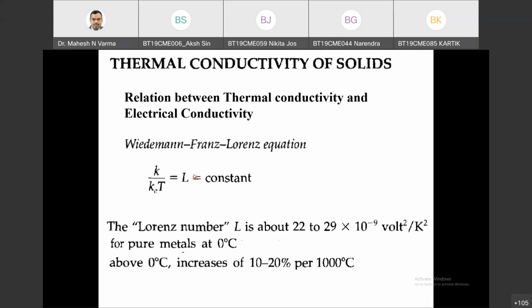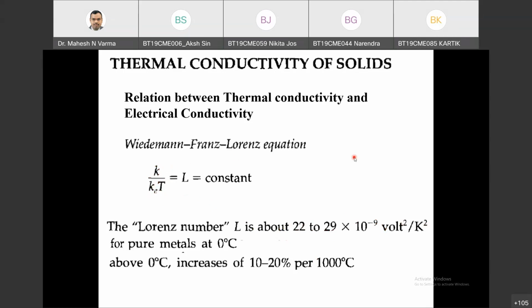There is the Lorentz equation, where this is the Lorentz constant. If you have the electrical conductivity, Ke, then the value of K by Ke times temperature is given at various temperatures, and this value is between 22 into 10 raised to minus 9 and 29 into 10 raised to minus 9 (volt/Kelvin) whole squared. Given a temperature and electrical conductivity, I can get the thermal conductivity of the material at a given temperature.